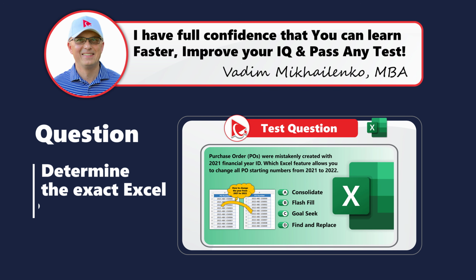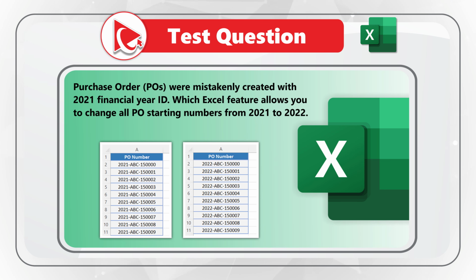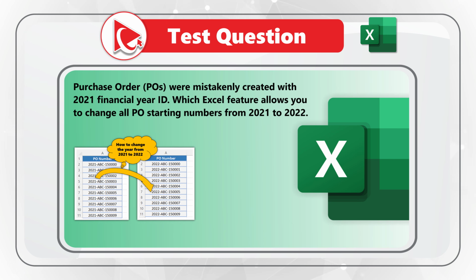Here's an amazing question to test your knowledge of Microsoft Excel features. Purchase orders, POs, were mistakenly created with 2021 financial year ID. Which Excel feature allows you to change all purchase order starting numbers from 2021 to 2022? And you have 4 different choices.